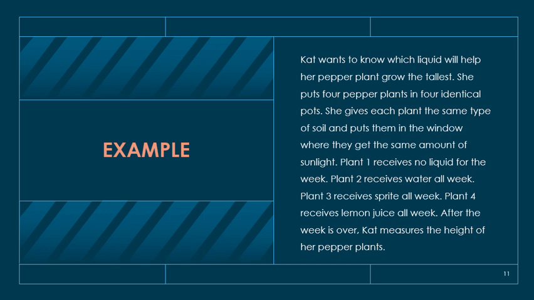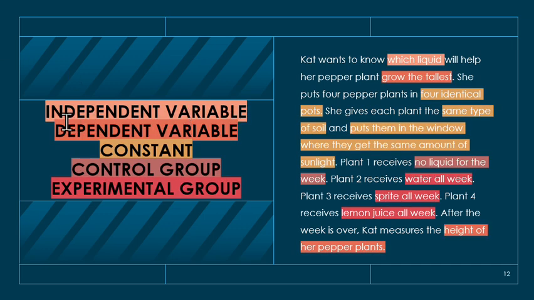Okay, so now I will be showing you. What I did is I put everything, the parts of an experiment that we need to find, which were independent variable, dependent variable, constant, control group, and experimental group, and then I highlighted all of this so that we can see what is what. So our independent variable is which liquid we're using. Because of which liquid we're using, that's how we're finding out which one will grow the tallest. Our dependent variable is which one will grow the tallest, the height of her plants, because that is what we're measuring.